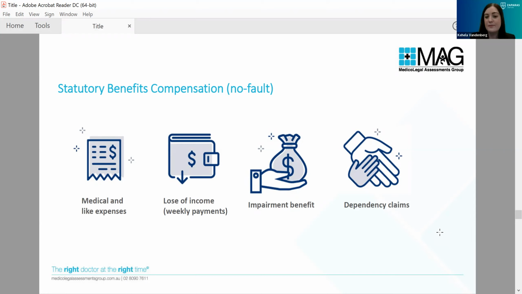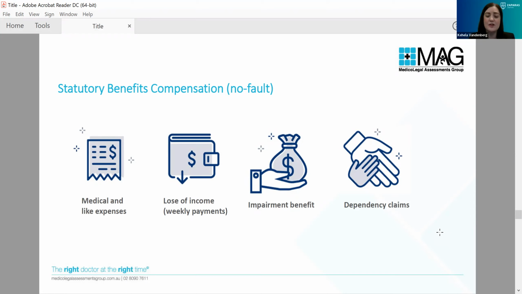In Victoria, WorkCover Insurance can help them out by paying a weekly wage or weekly payments of compensation. They may also be entitled to an impairment benefit if they have an ongoing condition and it's stabilised, it's not really getting any better or any worse, then they may be entitled to a lump sum benefit.